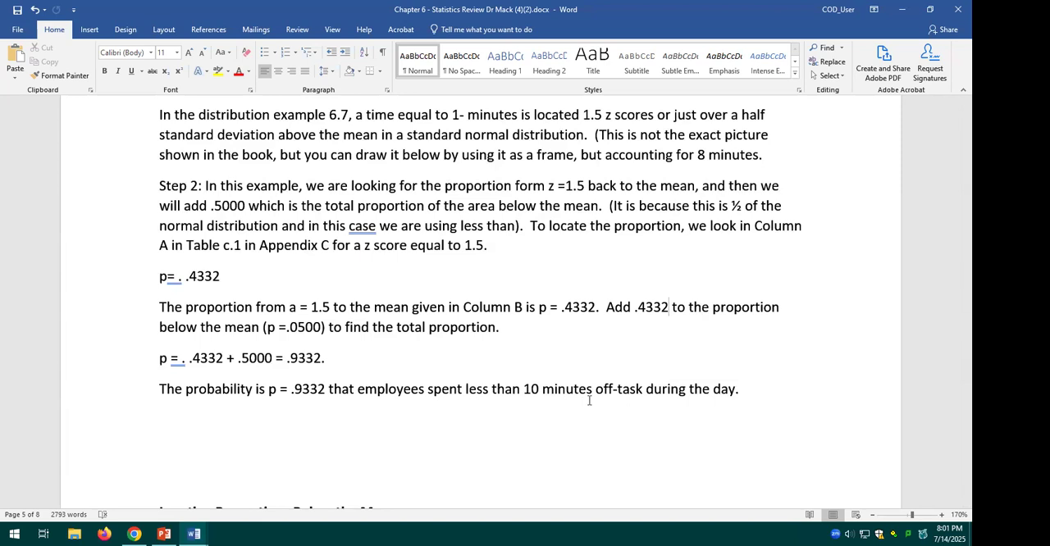Because that's half of this. This is 0.5000 and this is 0.5000, and we have to account for below the mean to add to it in this scenario. That's why it's 0.9332.